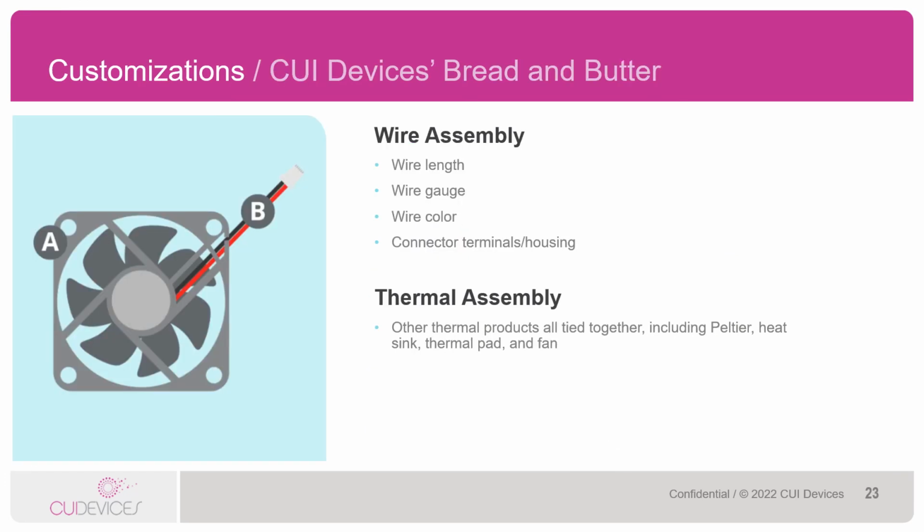As with all CUI Devices products, we can offer customizations on our fans and blowers. The main customization we see is wire assembly, such as adjusting the wire length, gauge, color, or adding connector terminals and housings to the end of the wires for easy installation into applications. Additionally, we can support full thermal assemblies, combining fans or blowers with our other thermal products such as heat sinks and peltiers into one unit.